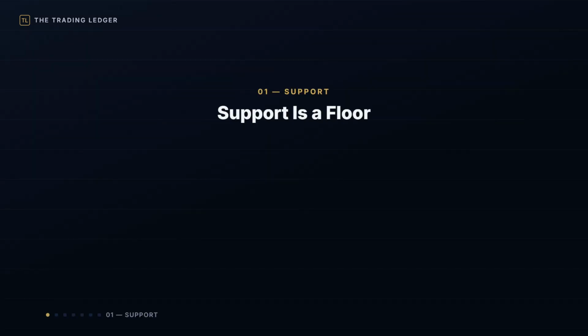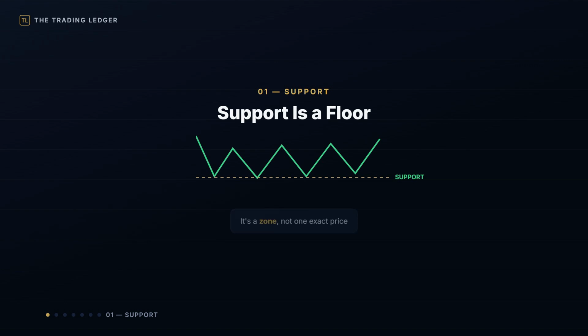Let's start with support. Support is a price level where a falling price tends to pause or reverse because enough buyers step in to overpower the sellers. Think of it like a floor. Price falls toward it, and instead of crashing through, it bounces. It rarely happens at one exact precise price. It's more like a zone. But the idea is simple. This is a level where demand has historically been strong enough to stop the fall. The more times price has bounced off a level without breaking through, the more traders notice it, and the stronger that support tends to become.